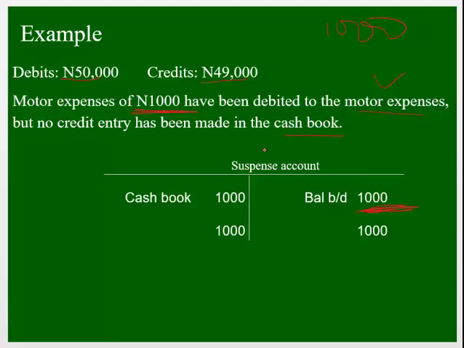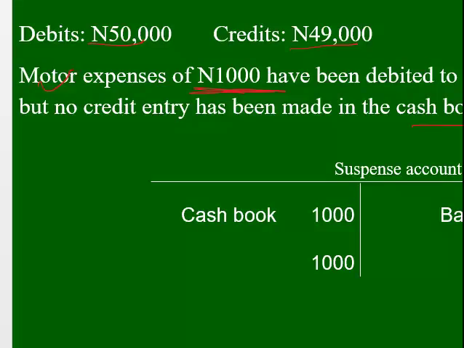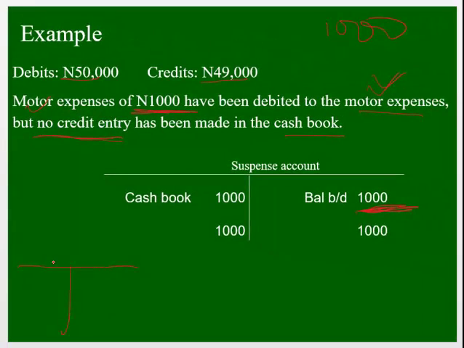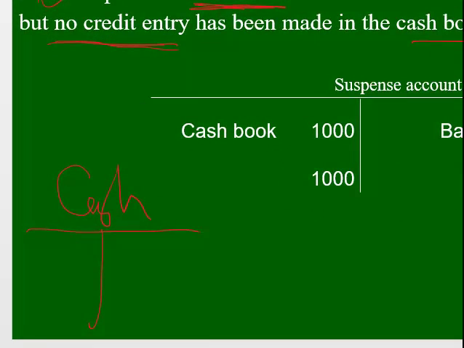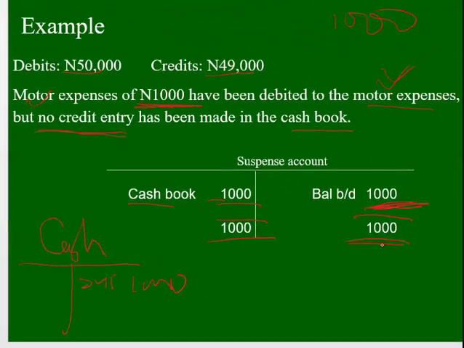A single entry has occurred. It's the motor vehicle expenses, and it has been taken care of on the debit side, but the corresponding credit side has been omitted in the cash book. What happened to your cash book? The cash book has been overstated. So immediately what to do is to come here. You have your cash book account already, you have put the money here, then you come here and say suspense account 1,000, then double entry principle will be completed, you say cash book 1,000. So this and this will automatically neutralize this. So that's the way you correct it.